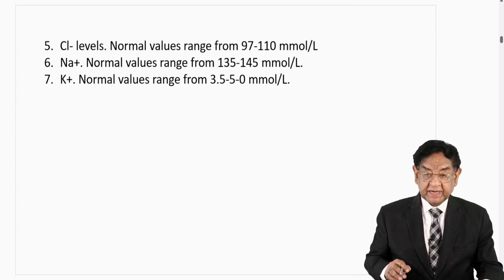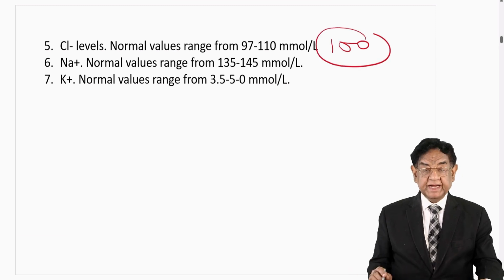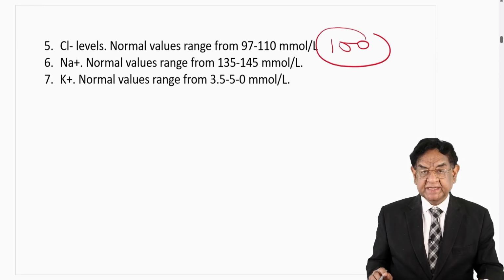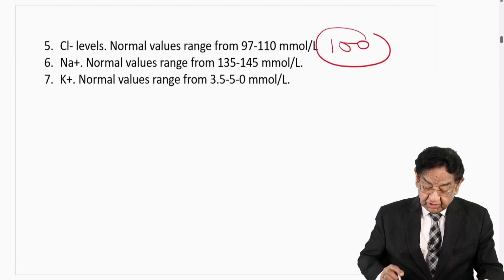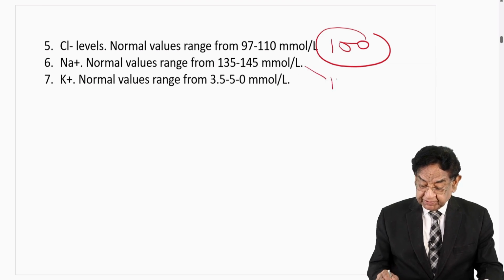Chloride range is about 97 to 110. Again, for easy calculation, I take 100 because this figure I'll be needing at many places. So everywhere I'll be taking average figures. Normal sodium is 135 to 145. Again, I may like to take 140.